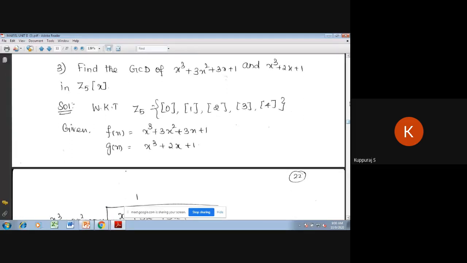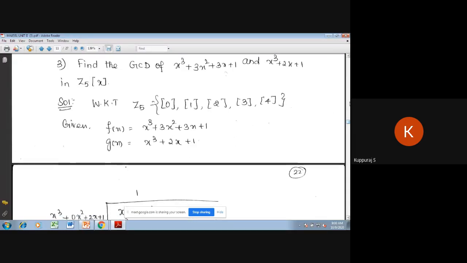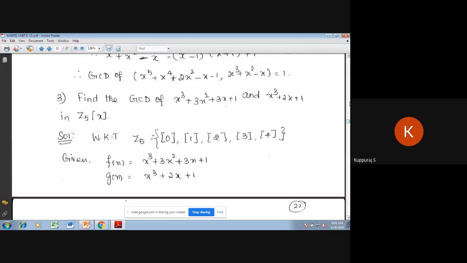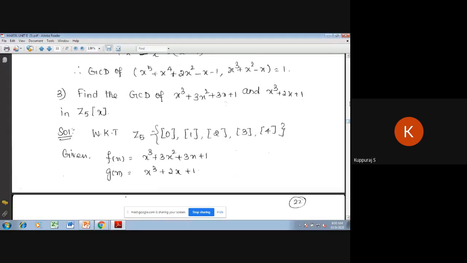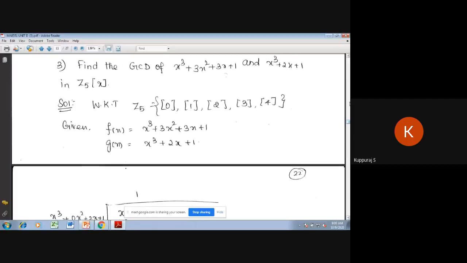So the next problem, find the GCD of the two polynomials. Here the degree of both given polynomials is 3. But look at the first polynomial. It has every term, x cube, x square, x, and in the second polynomial x square is missing. Therefore, the first polynomial becomes the dividend, and the second polynomial becomes the divisor.